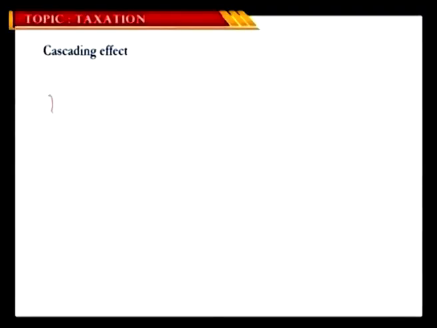The first and foremost problem is the cascading effect of taxes. What do you mean by cascading effect? Let's say a product undergoes multiple stages. Imagine I am the one who produces some raw materials, 100 rupees worth, and these raw materials are sold to a company which transforms them into some output. In this case, imagine there is a sales tax levied.